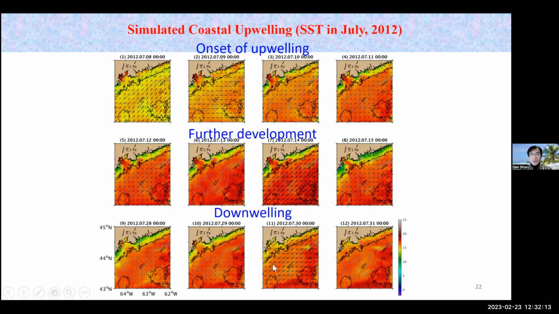The bottom row shows the downwelling process, which is opposite to the upwelling. In this case, we have downwelling-favorable wind. The wind is from the northeast to the southwest. That is going to generate Ekman transport toward the coast, and that pushes the warm water from offshore to the coastal region. After this downwelling process, we saw that the temperature comes back to relatively uniform again by the end of July.